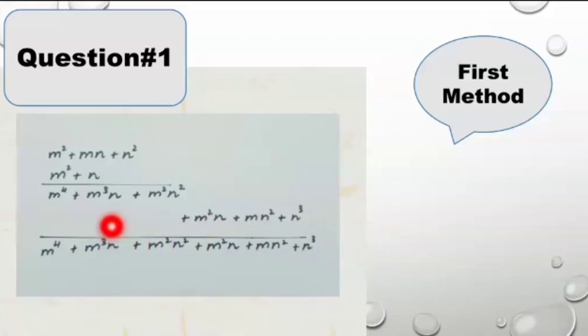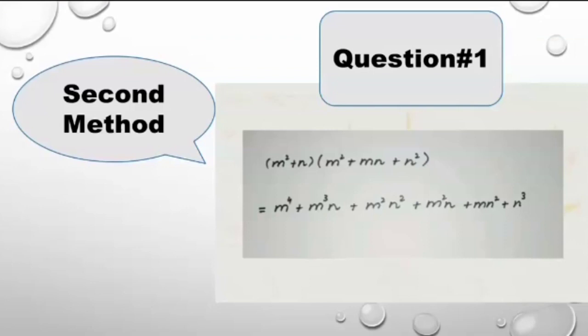Now we will add these two expressions as we add in simple multiplication. The answer will be, by adding, n cube, mn square, m square n, m square n square, m cube n, and m raised to power 4. So this is the answer of this question.